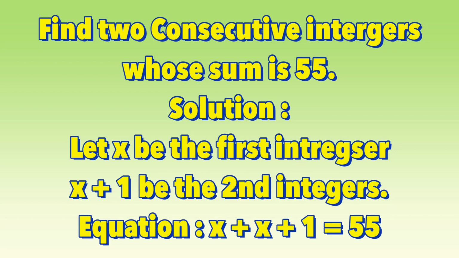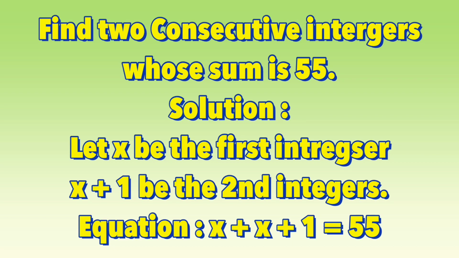Okay, next, number 2 problem, a number problem in grade 7. Find two consecutive integers whose sum is 55. When we say integers, it is positive, negative, and zero numbers. And we say consecutive, like for example 9, what is next to 9 is 10, what is next to 10 is 11, what is next to 11 is 12. So 9, 10, 11, 12 are called consecutive numbers.